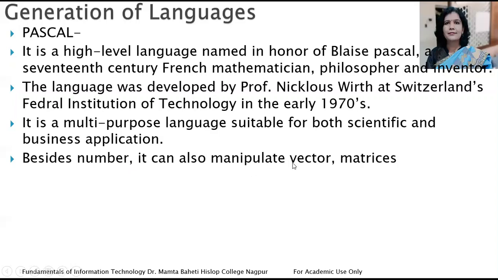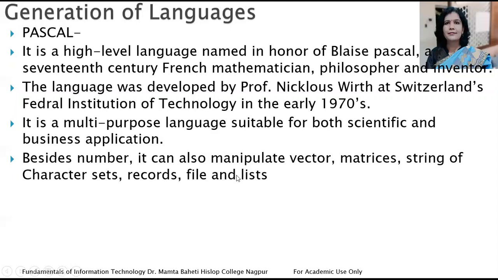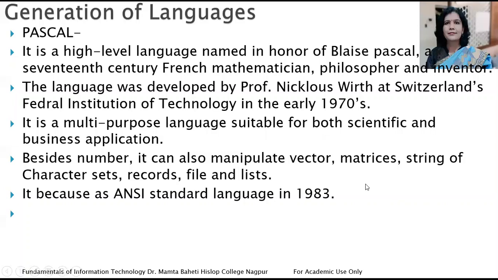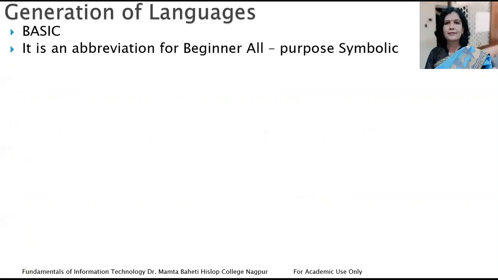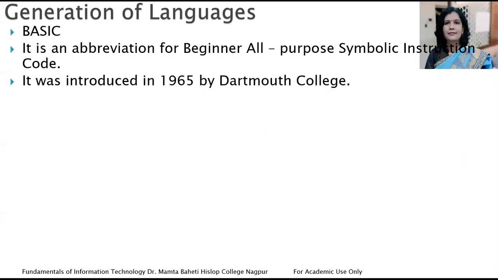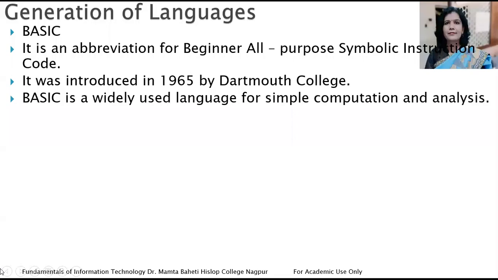Besides numbers, it can also manipulate vectors, matrices, strings of character sets, records, files, and lists. So it was easy for people to design applications, mathematical based and data structure based. Next is BASIC, Beginners All-purpose Symbolic Instruction Code. This language was introduced in 1965 by Dartmouth College, and today BASIC is widely used for simple computations and analysis.